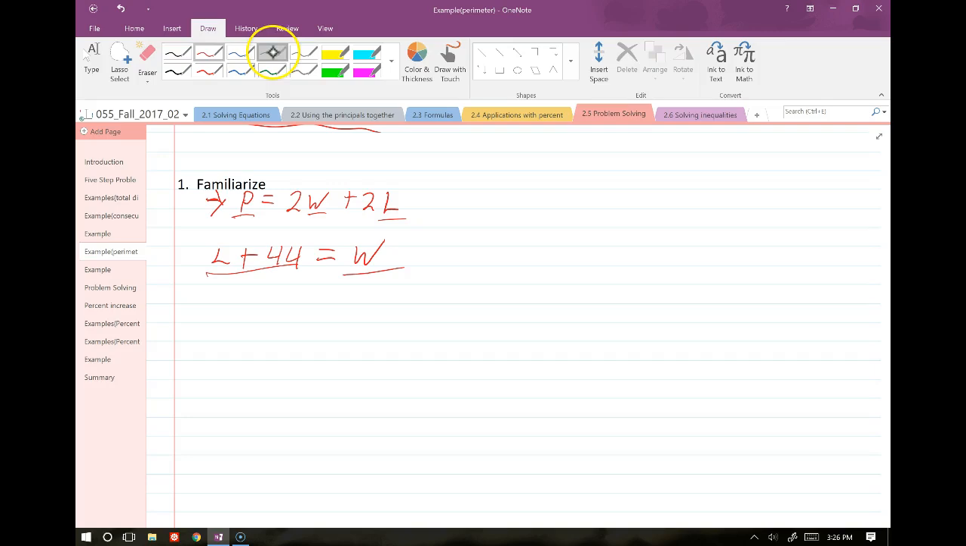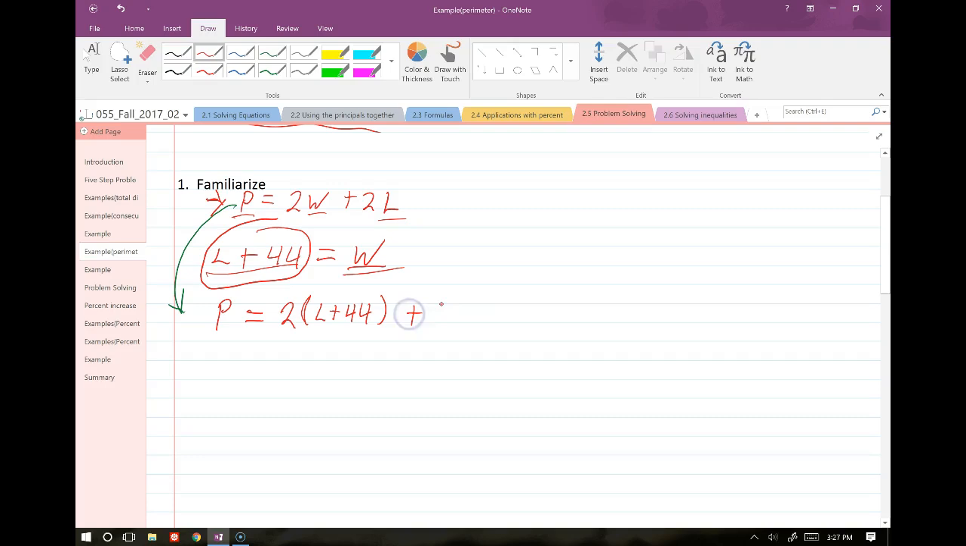So we're going to say P equals 2W plus 2 times L, right? Whoops, I did that the wrong way around. Hold on. Sorry, guys. So 2 times W first, right? But we know what W is equal to in terms of L. W is equal to L plus 44. So we're going to put in parentheses L plus 44. And then we just do 2L.